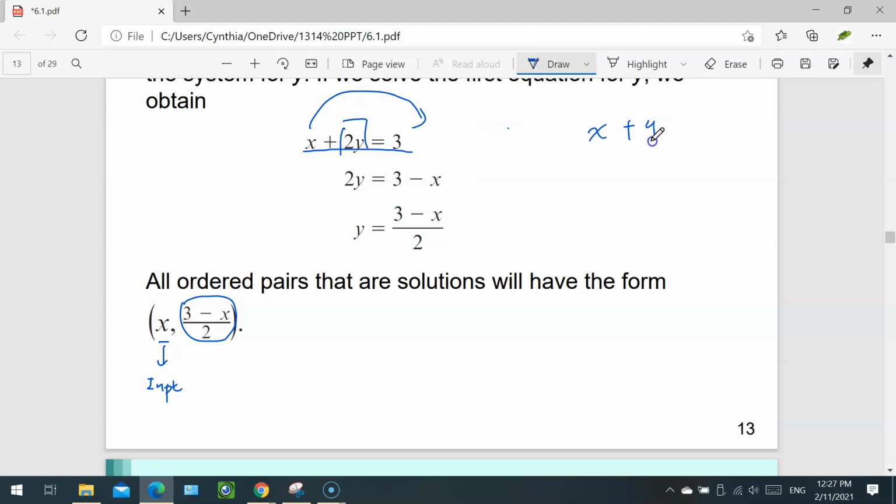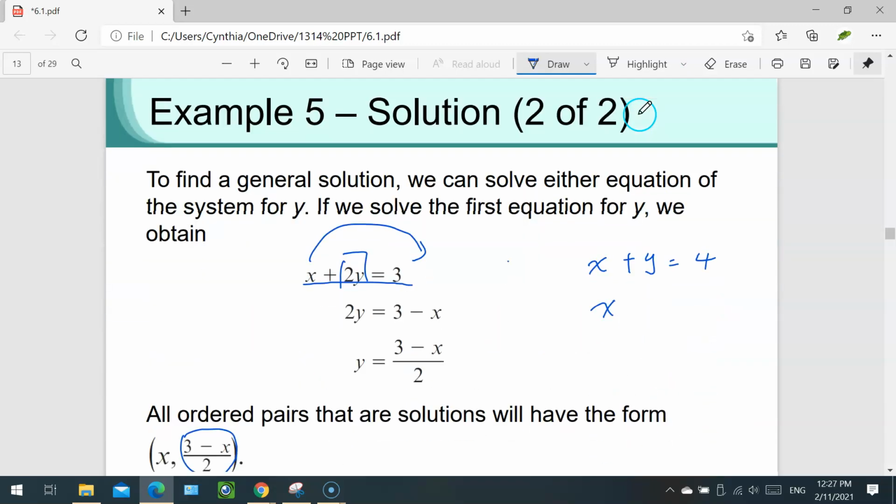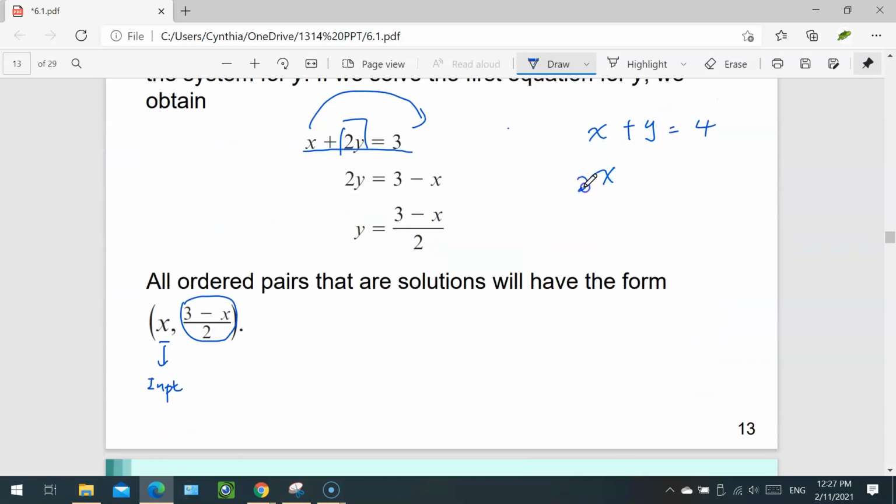x plus y equals 4, 2x plus 2y equals 8. Now, this system of linear equations, when you solve it, you'll get 0 equals 0 by the end. We will do another example to show the process, how to get 0 equals 0 or get a number equal on both sides.